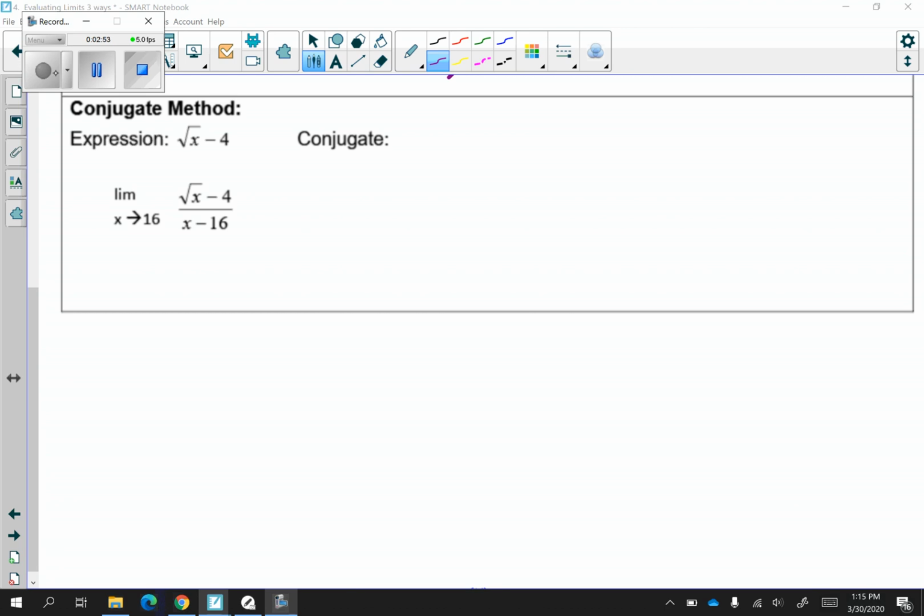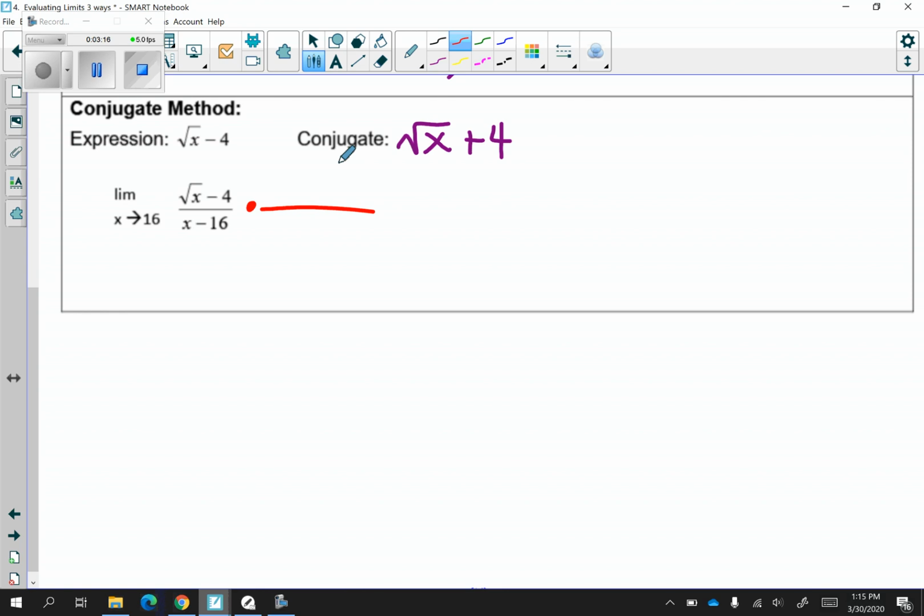Next, we have the conjugate method. If we have the expression radical x minus 4, what's the conjugate? Take radical x, instead of a -4, we're going to have +4. I'm going to take that idea and apply it to this expression. What's the limit as x approaches 16 of (radical x minus 4) over (x minus 16)?